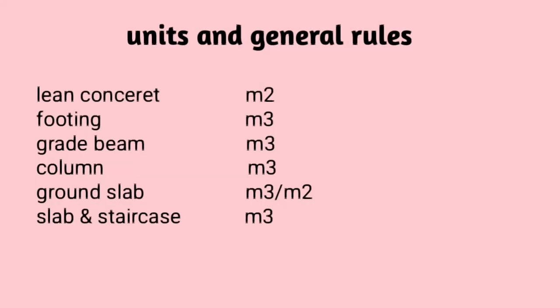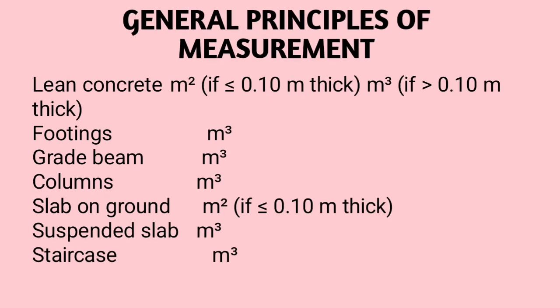Let's talk about units and general rules. Lean concrete is measured in square meters if thickness is less than or equal to 0.10 meters, otherwise in cubic meters. Footings, grade beams, and columns are always measured in cubic meters. Ground slabs up to 0.10 meters are measured in square meters, suspended slabs in cubic meters. Staircases are measured in cubic meters.